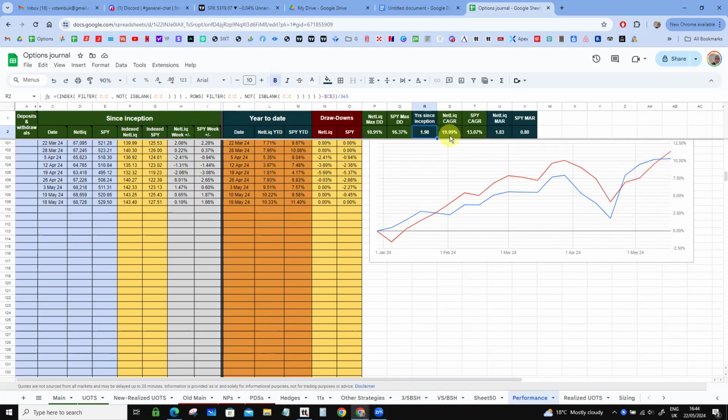We are at 20% CAGR, and this includes all the fees and everything. This is coming straight off of the Netlick, so everything is already figured into the number.